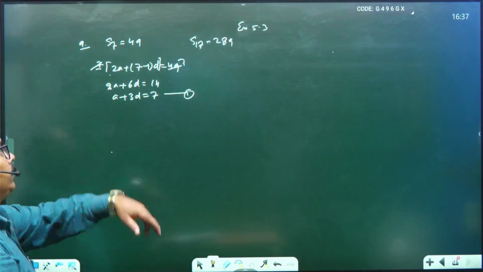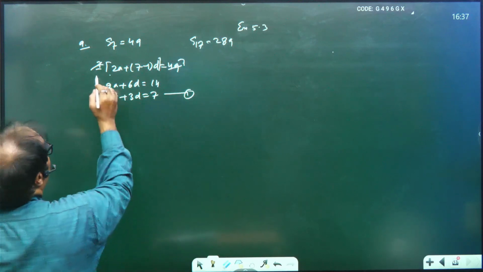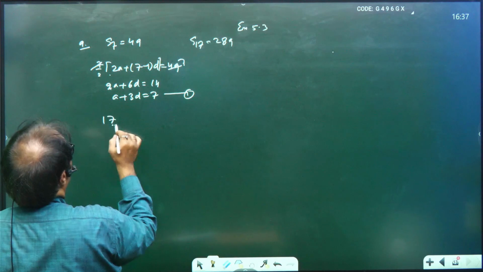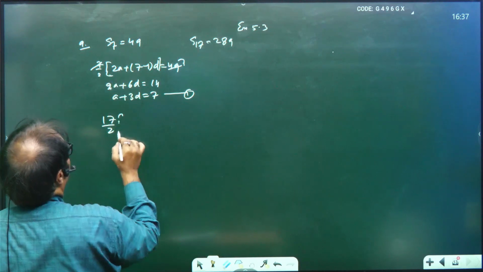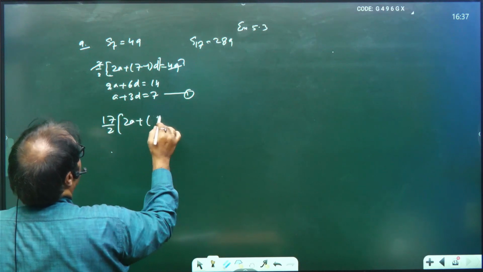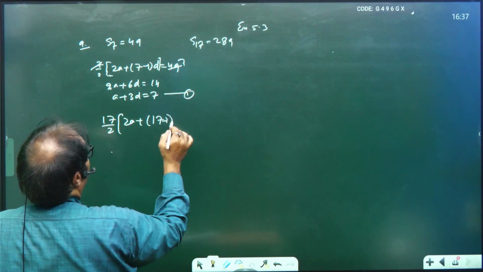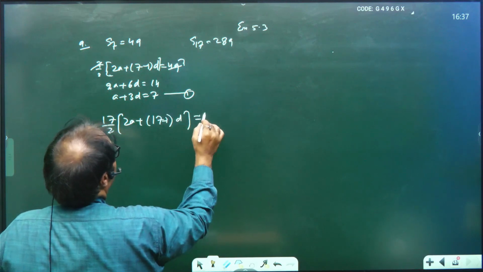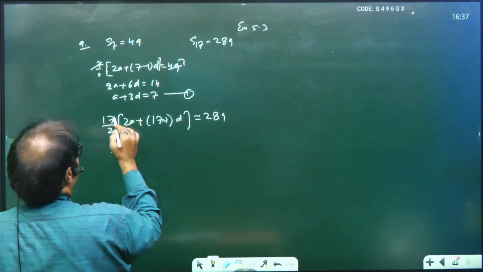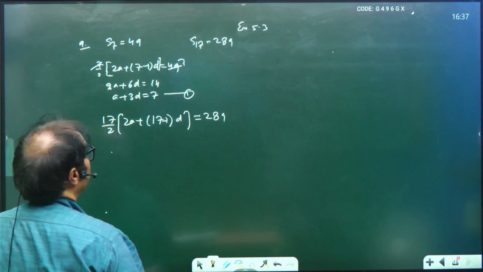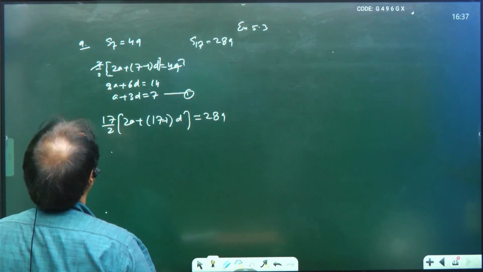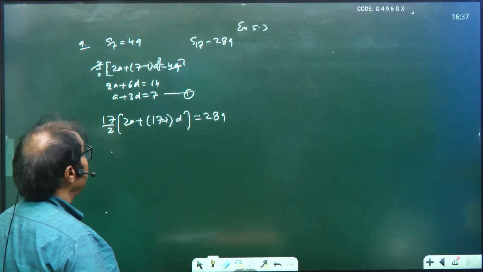And now apply the sum of 17 terms. So this will be 17 by 2 into (2a plus (17 minus 1) into d), and the sum is given as 289. So 17 by 2.